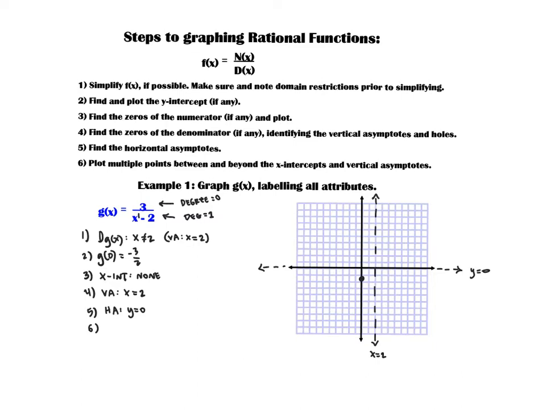Number 6, plot multiple points between and beyond the x-intercepts and the vertical asymptotes. So I only have one vertical asymptote. So I'm going to plot, let's say, 2 points to the left and 2 points to the right of our vertical asymptote at x equals 2. So I'm going to go out here. Let's go x equals 4 and give it a nice shape. Let's go out to x equals 7. That'll give us an idea of what the graph's going to do there. I've already got this point at 0, -3/2. So let's go maybe out to -4. Let's see what our sketch of our graph will look like there.